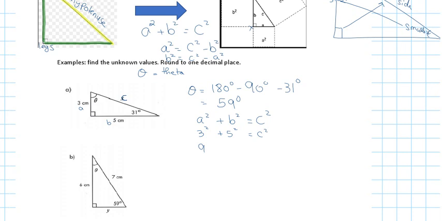So plus 5 squared, that's 25, equals C squared. So 9 plus 25 is 34. So I have 34 equals C squared. Is that my side length? Well, how do you turn it into decimal? What do you mean by that?